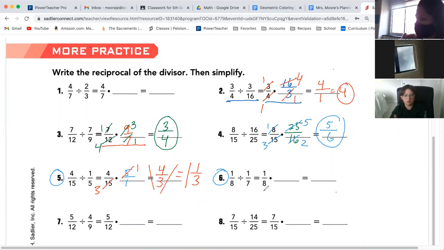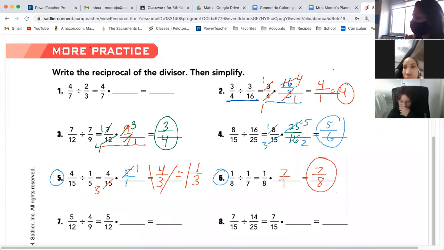Keep, change it here. So 1/8 times 7/1 equals 7/8. 1 and done, right? Not too bad, is this? Are you good? Yes.